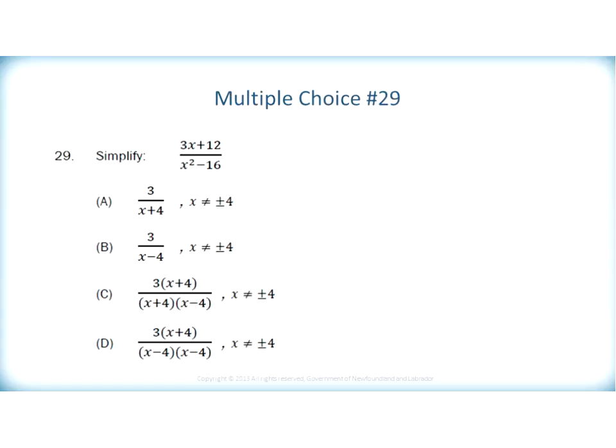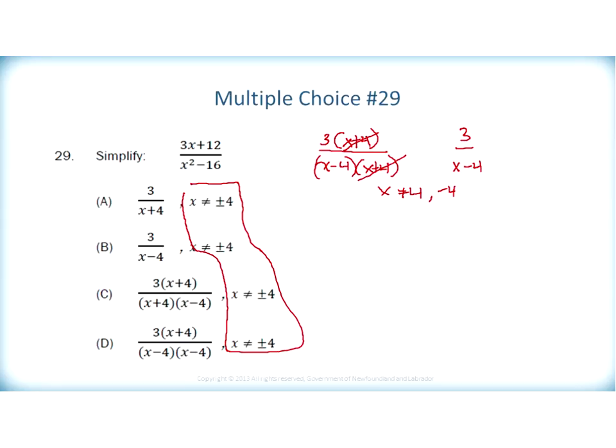We have to simplify rational expressions. The first thing we should do when we're simplifying rational expressions is factor the numerator and denominator if possible. So we have a common factor of 3, and we have a difference of perfect squares in the denominator. And so we cancel out the common factor of x plus 4, and that will leave us 3 over x subtract 4, where the NPVs will be x cannot equal 4 or negative 4. Now we see that all the NPVs in our options are the same. So our answer would be B.